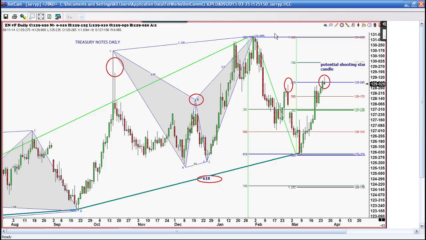Now, from a mathematical point of view, just from counting days, from the low we made back on March the 10th, we were up 13 days, 13 trading days, which happens to be a Fibonacci number. And the other time we had something like this happen was back in December. We had a 13-day run, and then the market sold off again. So this is just a really important pattern.